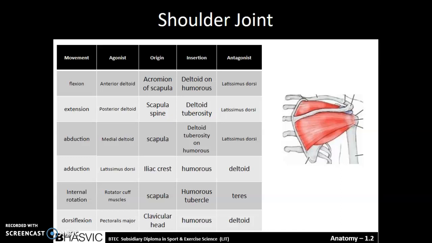The shoulder joint is a ball and socket joint, therefore there will be many movements towards it as this type of joint allows many movements. For example, in flexion in the shoulder joint, the agonist will be the anterior deltoid, the origin will be the acromion of the scapula, the insertion would be the deltoid tuberosity of the humerus, and the antagonist would be the latissimus dorsi.